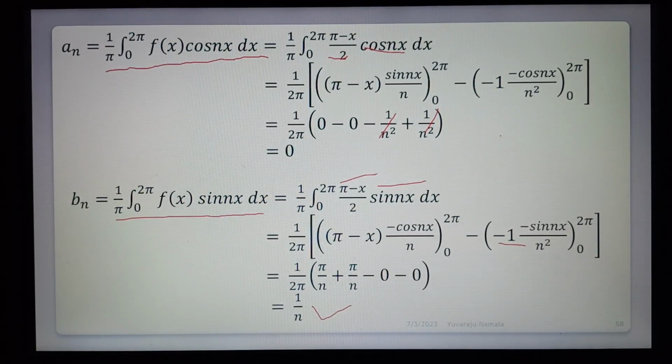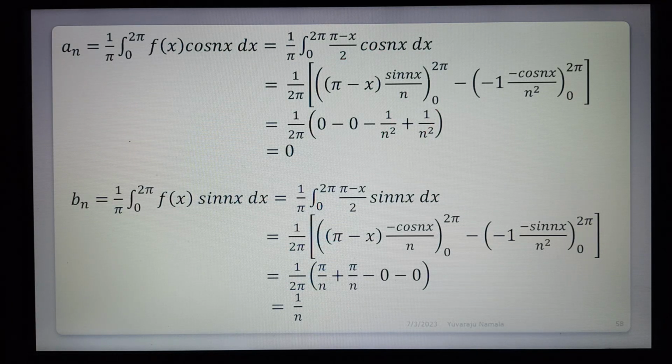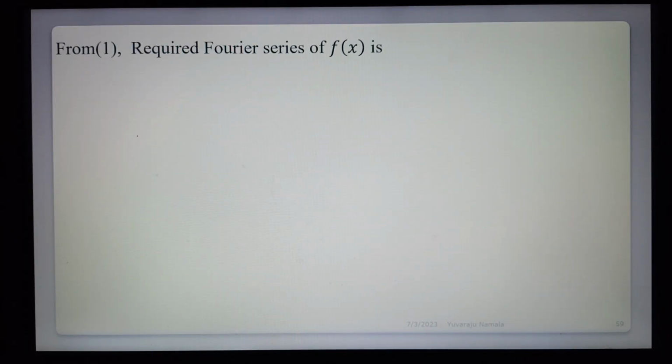So substituting the a naught, an and bn values in equation 1, we get the required Fourier series of the given function. So the required Fourier series is 5 minus x by 2 equal to the summation from n equal to 1 to infinity of bn, which is 1 by n into sin nx. a naught and an are 0.